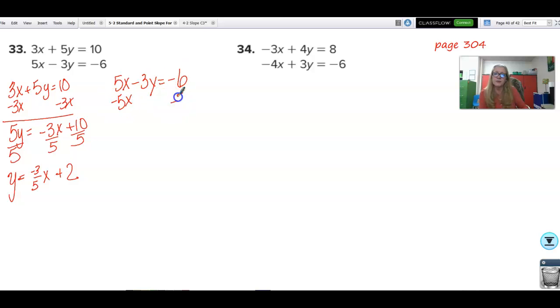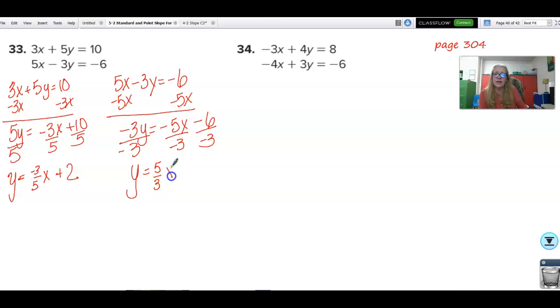The other equation, 5x minus 3y equals negative 6. Subtract 5x from both sides. I get negative 3y equals negative 5x minus 6. Then divide everything by a negative 3. And that gives me y equals positive 5/3 x plus 2. Now, comparing the slopes, I see that these are negative reciprocals of each other, so these two lines would be perpendicular.